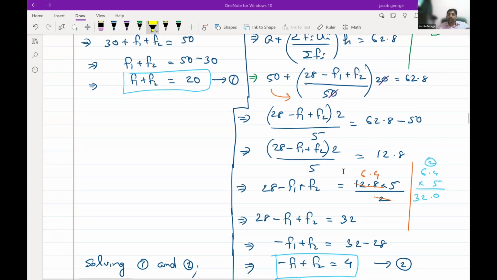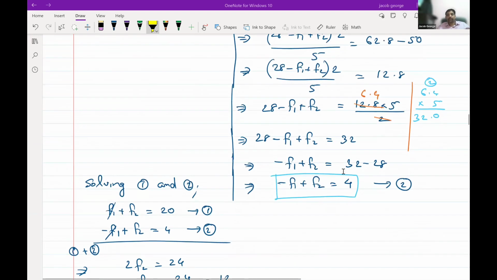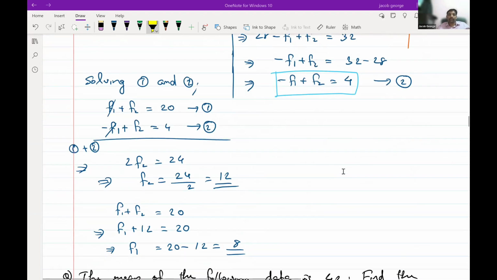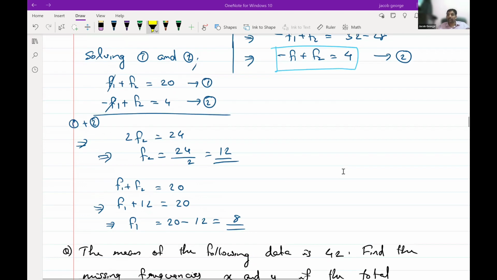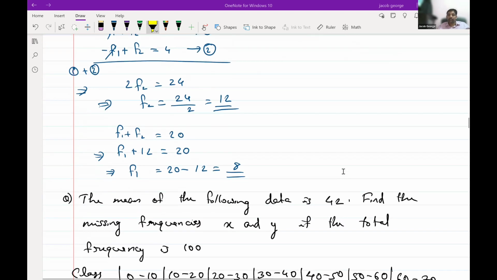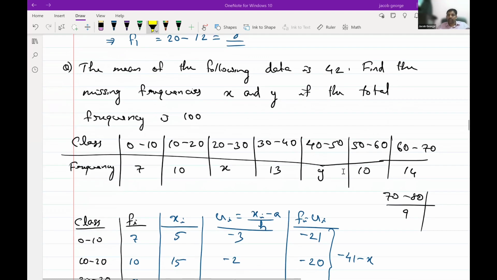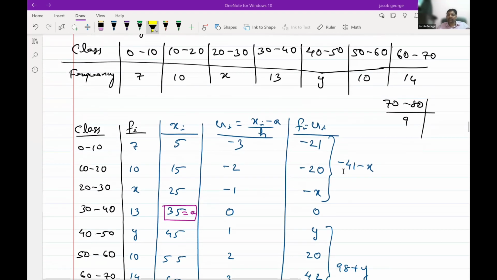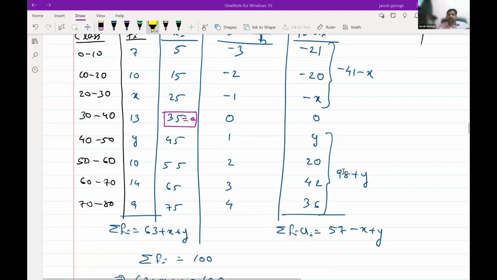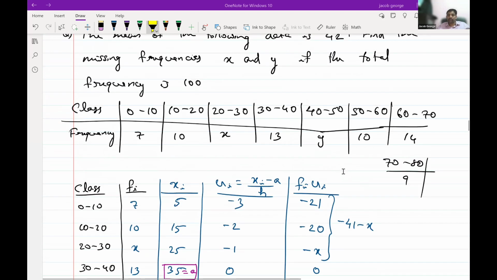So these are the main content of mean, especially the two missing frequency question. Please don't leave, and study it well. I have given similar questions that time. This is also a two missing frequency question, but the steps are the same, there is no difference. The same type of calculation applies in this question also, okay?